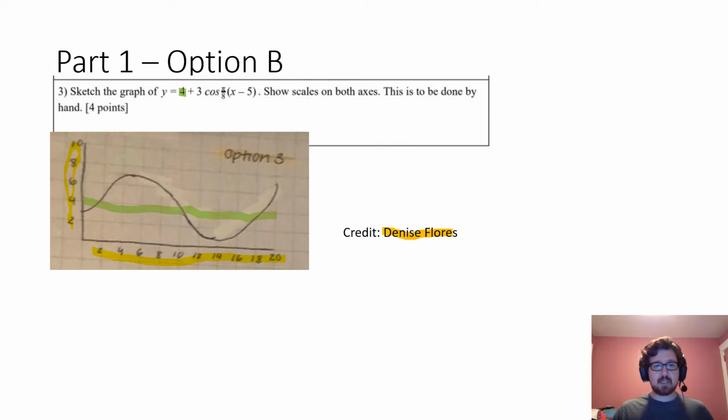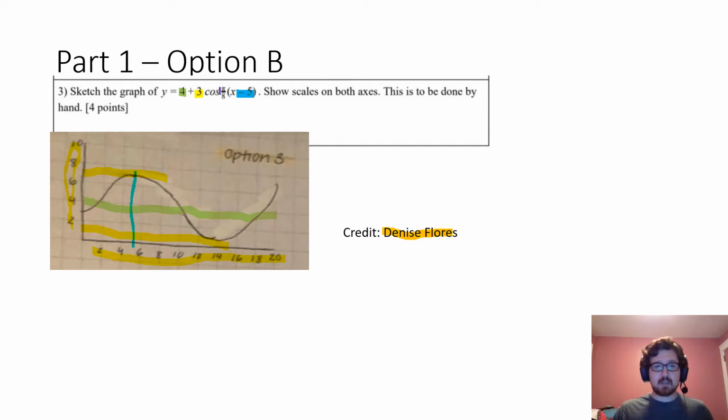We can see here that the amplitude is 3. That's because you go up from 4 to 7. That's right here for the max. You go down from 4 to 1. That's right here at the min. So Denise is clearly showing that. We can see that 5 is the phase displacement. So that's why it's starting right here, a maximum at 5.